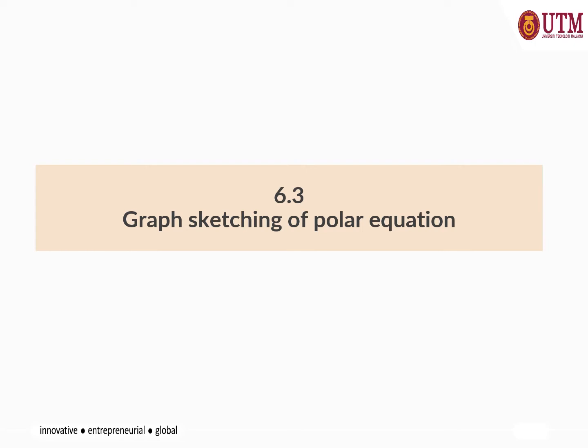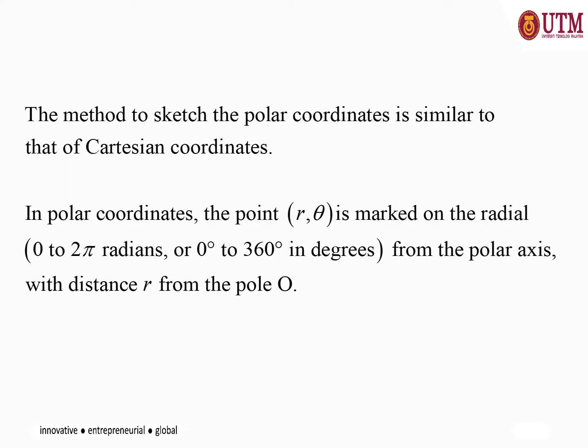In this video, we are going to learn how to sketch graphs of polar equations. The method to sketch polar coordinates is similar to Cartesian coordinates. In polar coordinates, the point (r, theta) is marked on the radial, which is 0 to 2 pi in radians, or we can use 0 to 360 degrees from the polar axis, with distance r from the pole (origin).